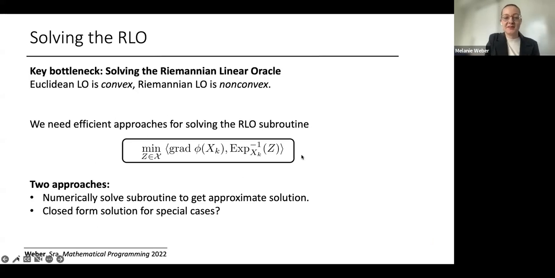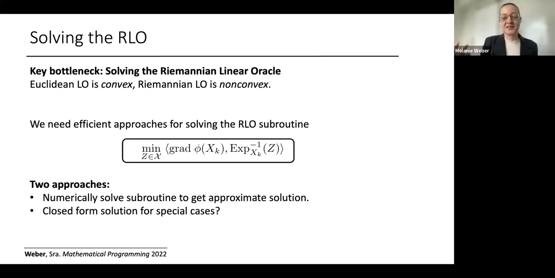So here is again written the subroutine that we want to solve, just as a reminder. And there are two approaches that we could think about. We could call an optimization routine within an optimization routine and try to find an approximate solution to that subroutine with an off-the-shelf solver. That would give us some approximate solution to the linear oracle, and then if we plug that approximate solution into our overall optimization, we have to think about how that approximation error might impact our overall convergence rate.